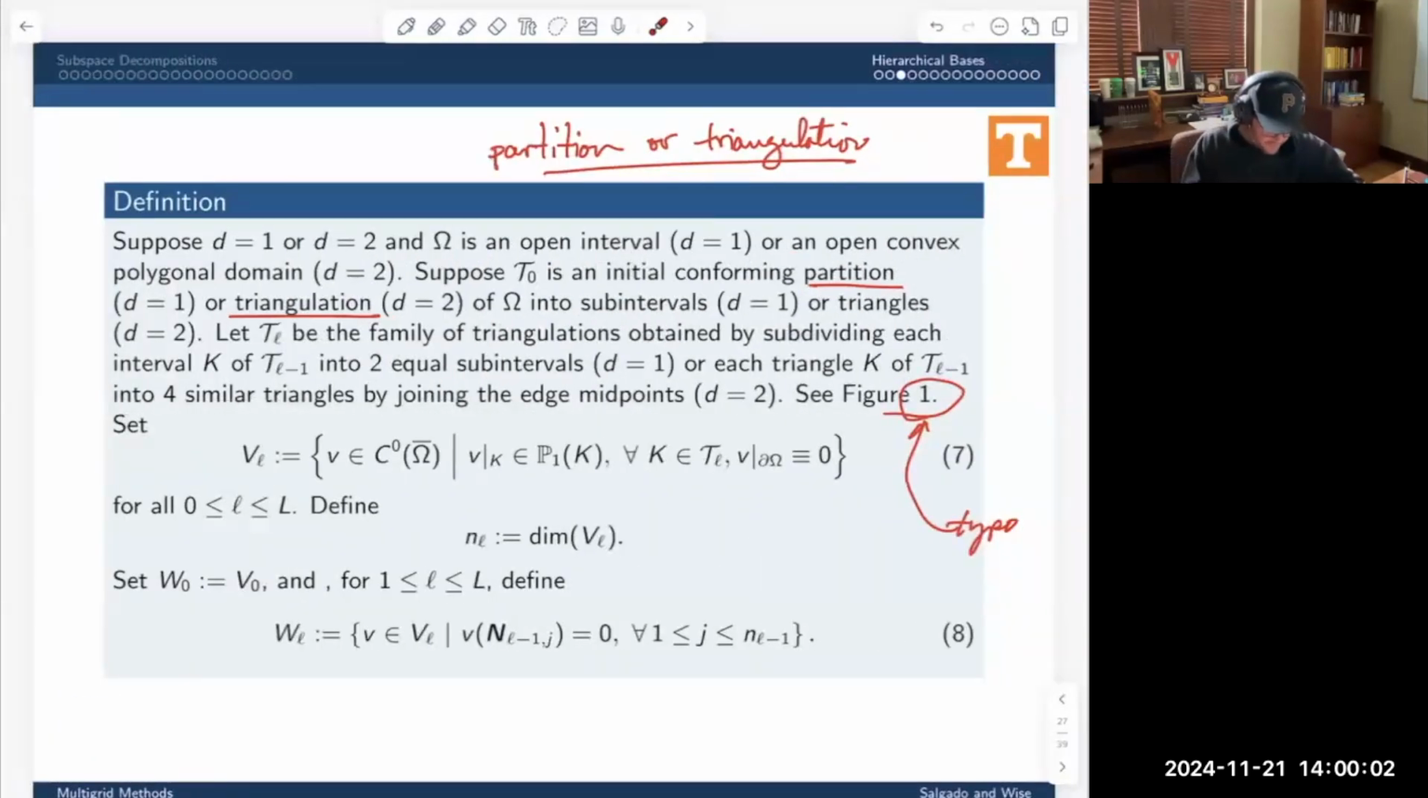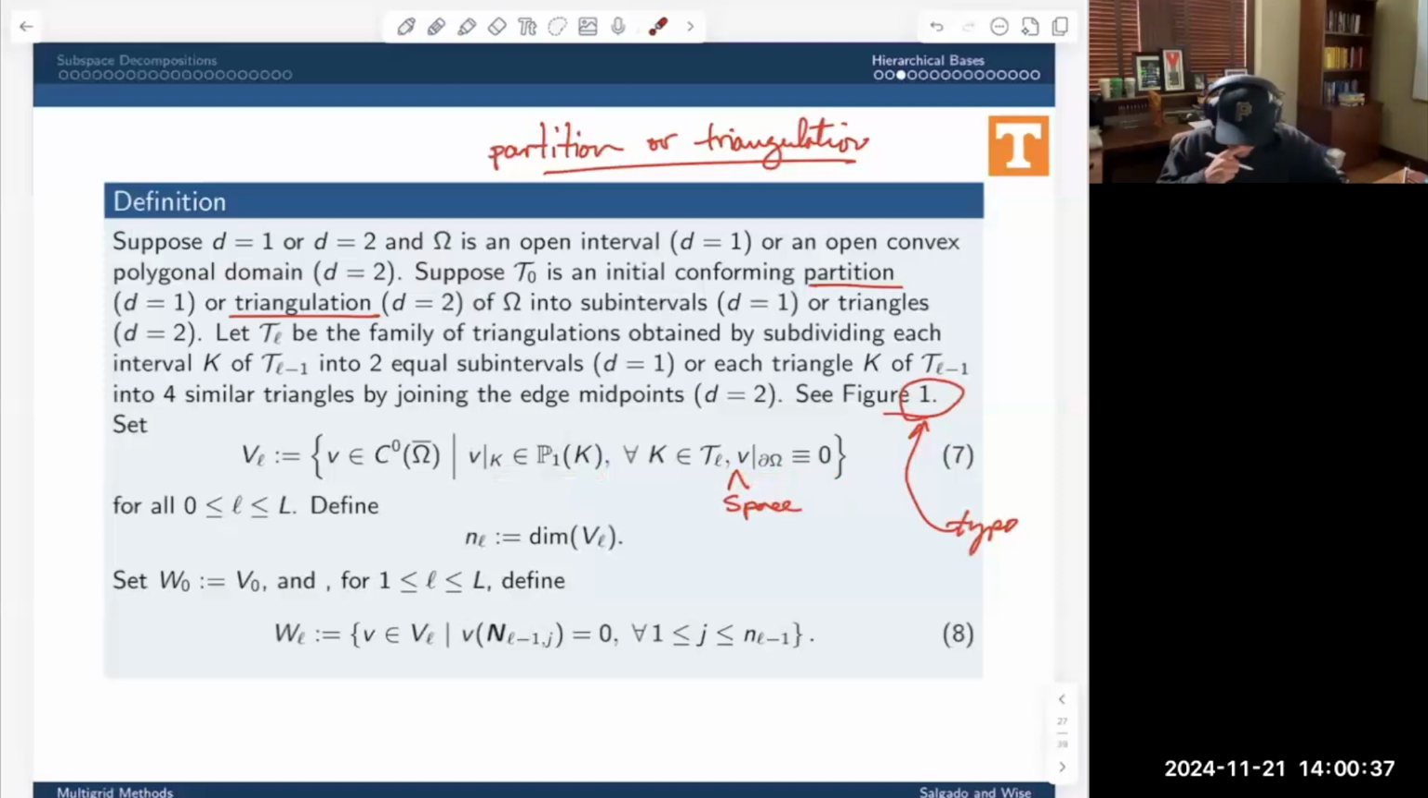Okay, so let's set VL to be equal to the set of all functions that are globally continuous, such that when we restrict V to triangle K in the mesh, we have a linear function for every K in the triangulation. And we're going to use the usual idea that V should be equal to 0 on the boundary.